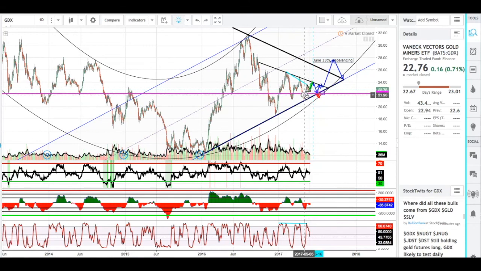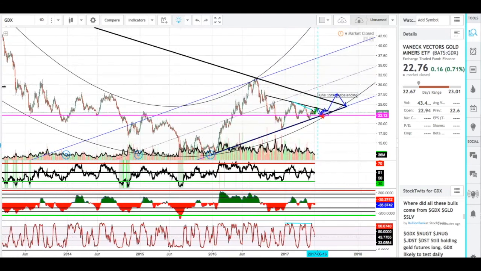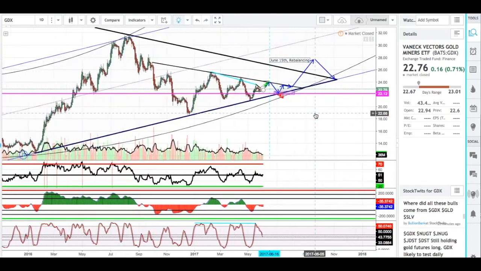You can see the number of times this level has been tested. We come down, we bounce off it, we bounce off it, we bounce off it, we break down below it, we fail to break out above it, we come back down, we break out above it, retest, break down, and then we are where we're at right now. So this is an important level to hold.